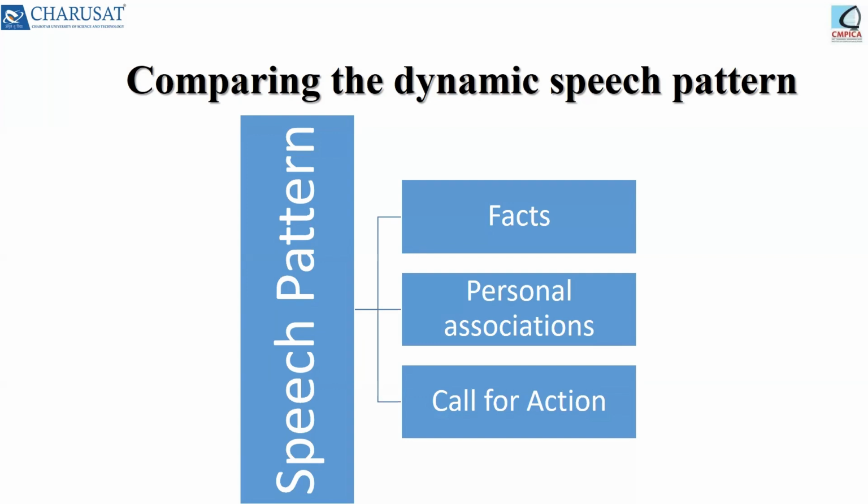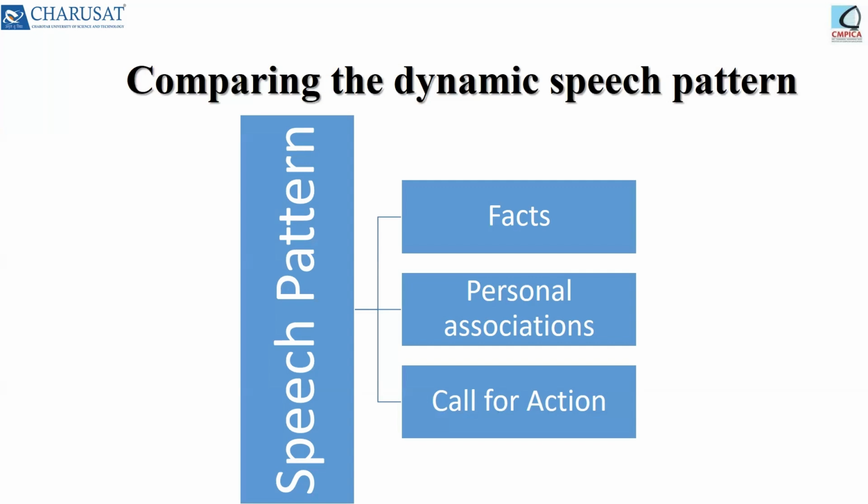There are facts given in both the scripts, yes. Personal associations given in both, yes. Call for action, yes: one is calling for attention to climate change, and another is calling for attention to your privileges, to what we already have in hand, and utilizing it best to move forward. So there is always a call for action, a fact that is presented, and a personal association. Speech patterns could vary. This is the pattern in the two speeches that we have seen, right?